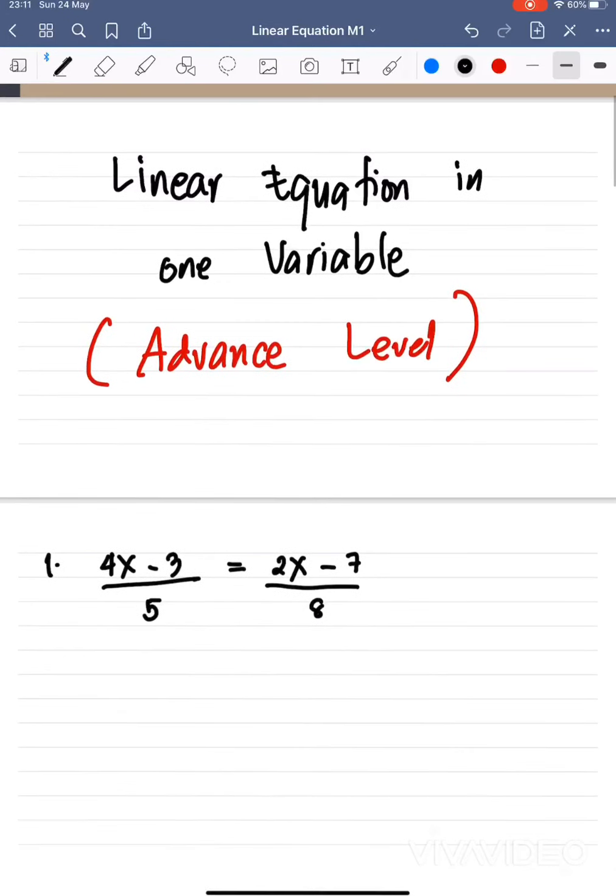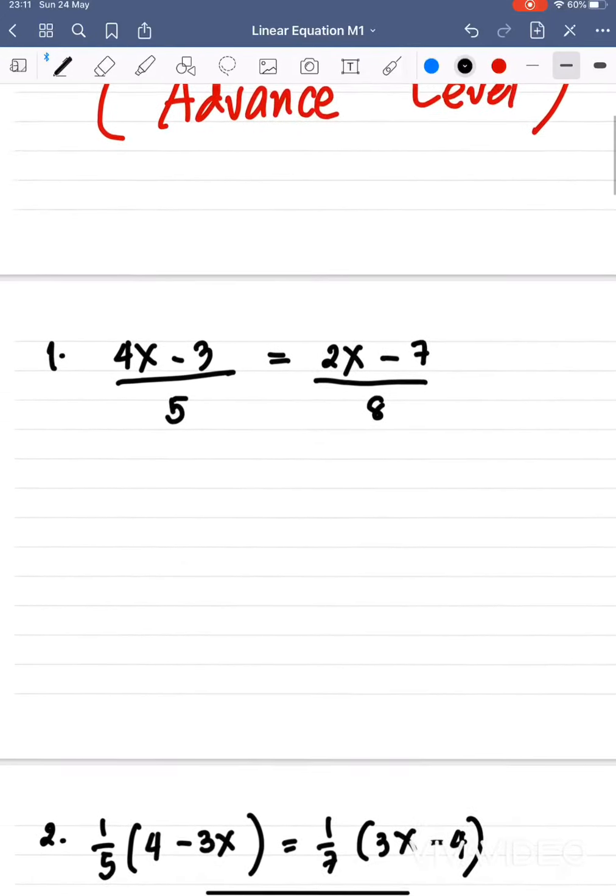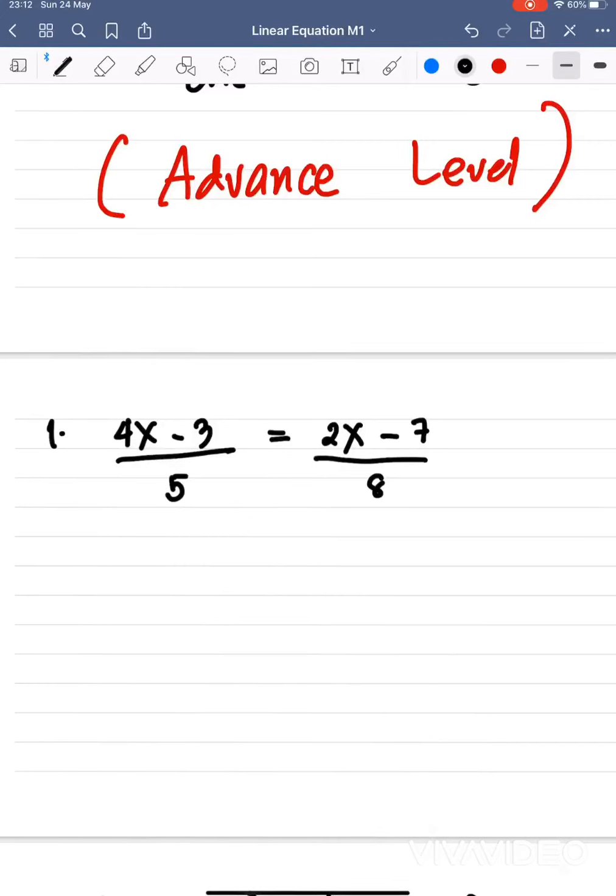Hello everyone, today's video is on linear equation in one variable, but this time we will be dealing with more complicated problems. So suppose we have here number 1, we have (4x minus 3) over 5 is equal to (2x minus 7) over 8. What you're going to do here is to take a look at the denominators here. We have 5 and 8.